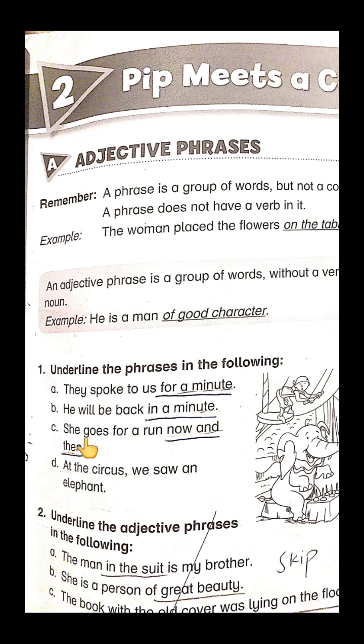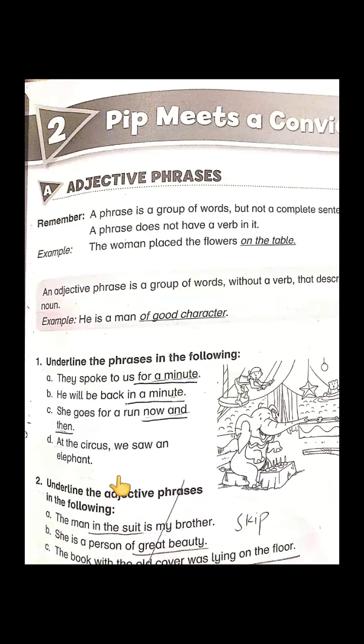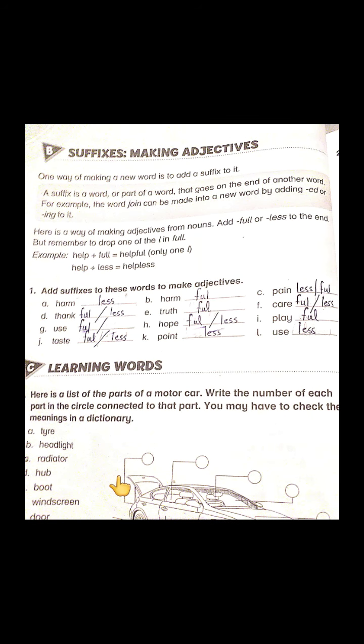C is she goes for a run now and then. Underline now and then. D, at the circus, we saw an elephant. Underline at the circus. You see what is common in all these phrases? That they do not have a verb in them. They are just groups of words. Hope you have understood about phrases now. Skip the next activity of the same page. Come to the activity of page number 10 now.